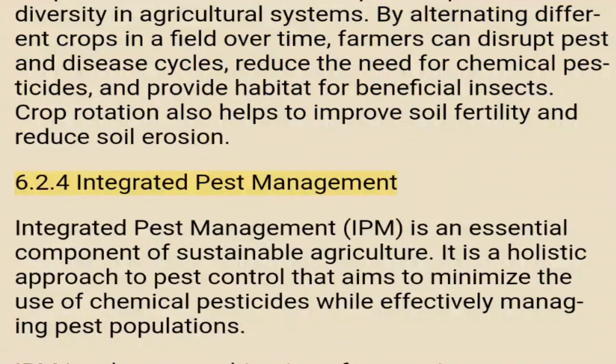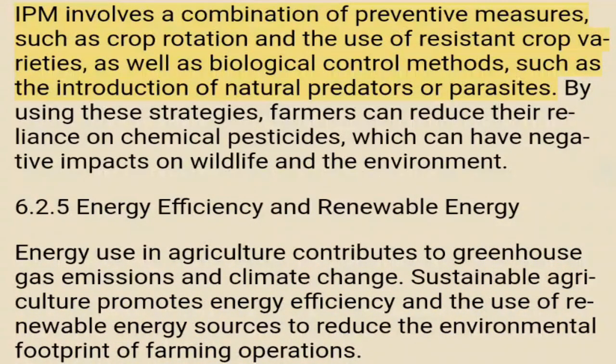6.2.4 Integrated Pest Management. Integrated Pest Management (IPM) is an essential component of sustainable agriculture. It is a holistic approach to pest control that aims to minimize the use of chemical pesticides while effectively managing pest populations. IPM involves a combination of preventive measures, such as crop rotation and the use of resistant crop varieties, as well as biological control methods, such as the introduction of natural predators or parasites. By using these strategies, farmers can reduce their reliance on chemical pesticides, which can have negative impacts on wildlife and the environment.